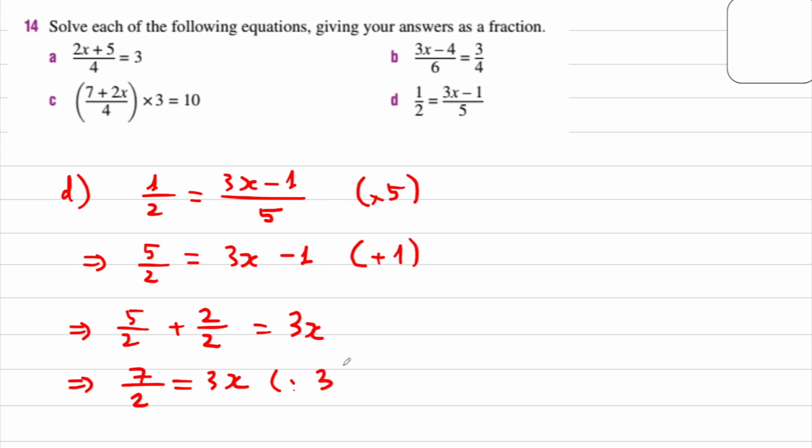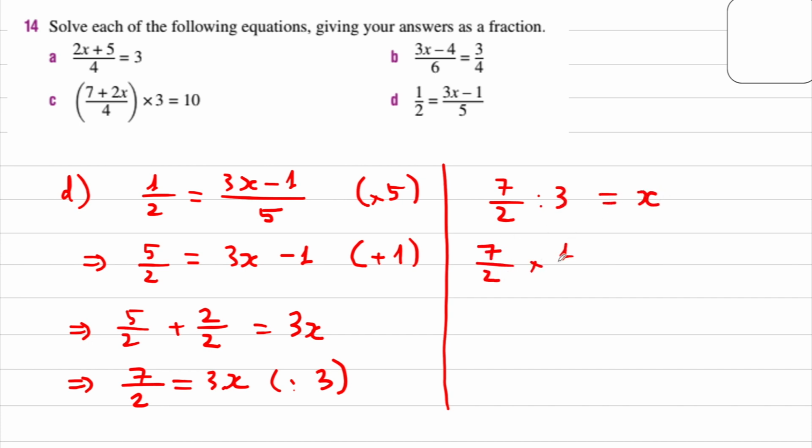After this step, divide both sides by 3 to make x the subject. 7 over 2 divided by 3 equals x. 7 over 2 multiply 1 over 3 equals x. 7 over 6 equals x now. Okay, we finish this question.